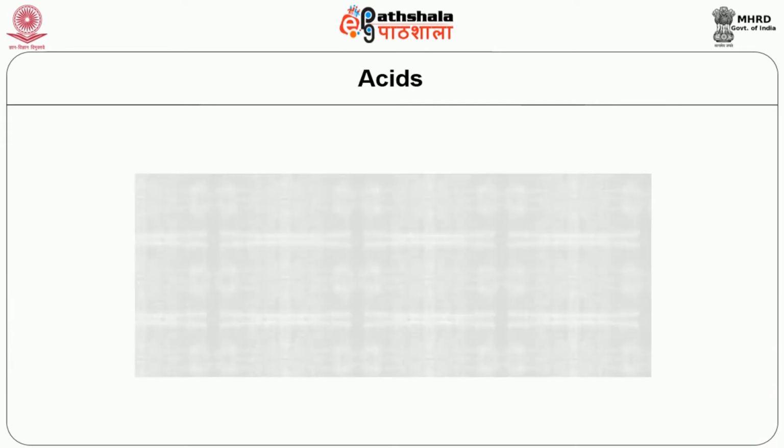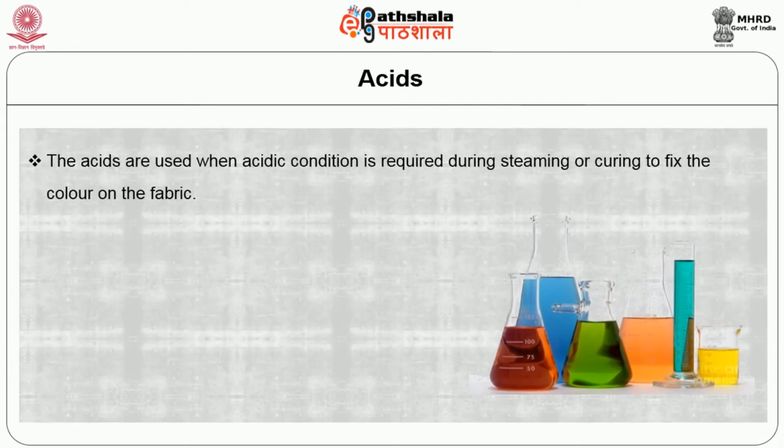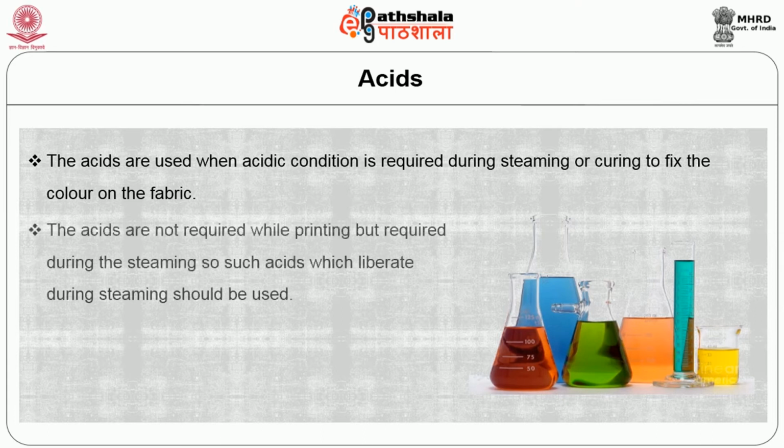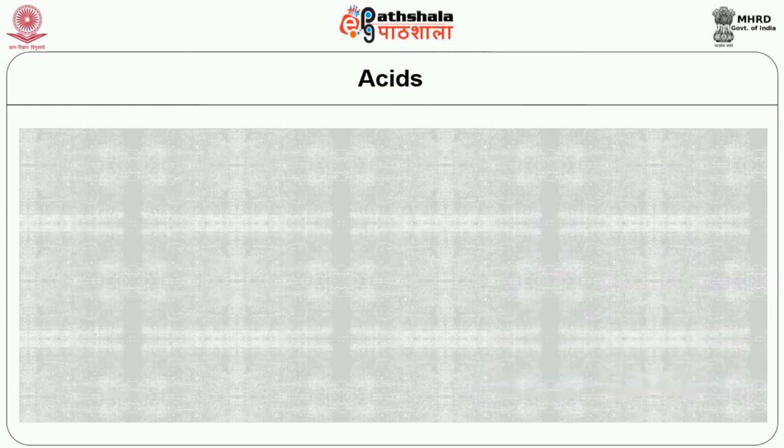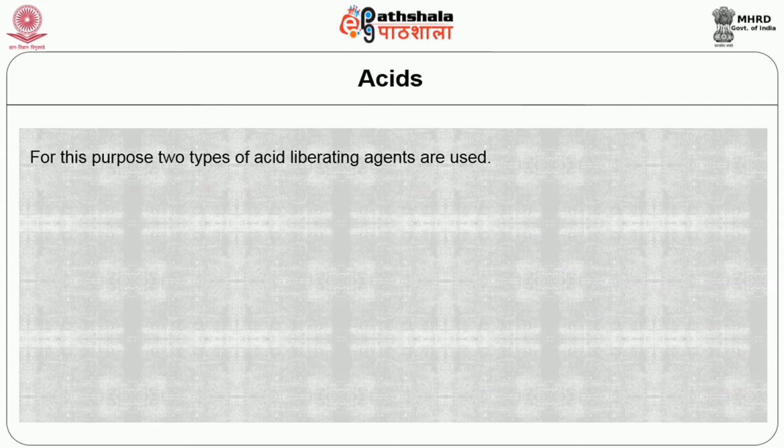The next auxiliary is acids. The acids are used when acidic condition is required during steaming or curing to fix the color on the fabric. The acids are not required while printing but required during the steaming, so such acids which liberate during steaming should be used. The acids are required for the development of some class of dye and also to activate oxidizing agent during steaming or curing. For this purpose, two types of acid liberating agents are used.